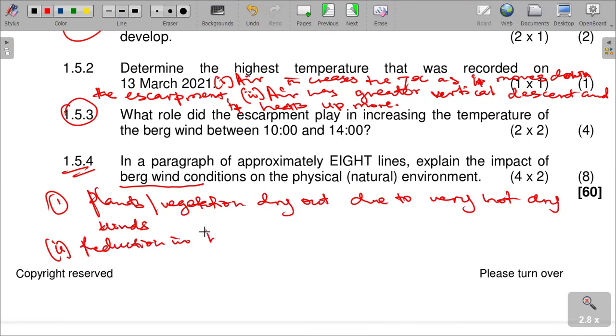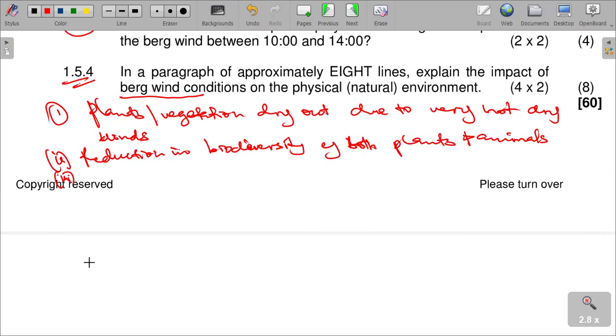Reduction in biodiversity, for example, of both plants and animals. They can also be reduced in number because of this reduction in biodiversity, because of these extreme temperatures that we are talking about. As you can see, the effects of Berg winds have also been explained on the channel, but for the sake of others who might not have read through it, I just need to mention this in passing. So therefore, I keep my students well connected.